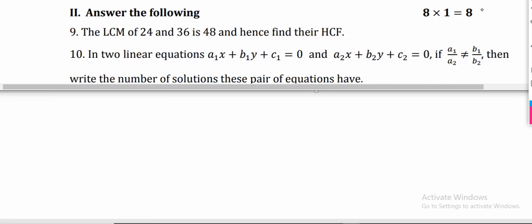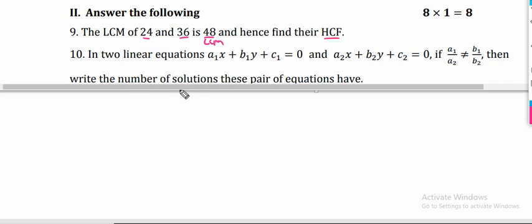Answer the following. This is 1 mark. You have to solve by using some steps here. Now we see they asked to find the HCF, given the LCM of 24 and 36 is 48. Here they have given one of the numbers, and this one is the given LCM. So here we want to find out the HCF.